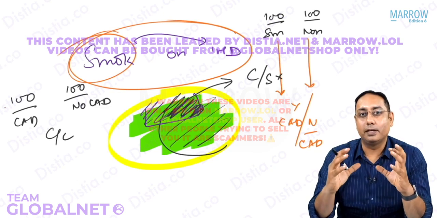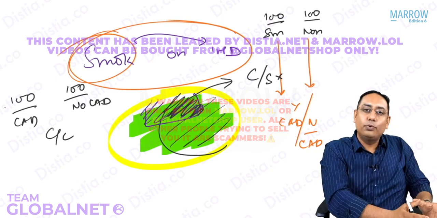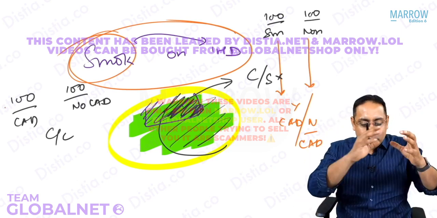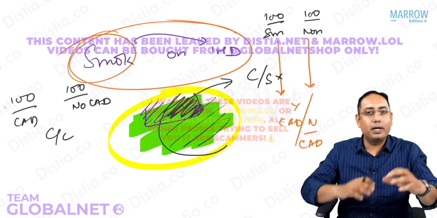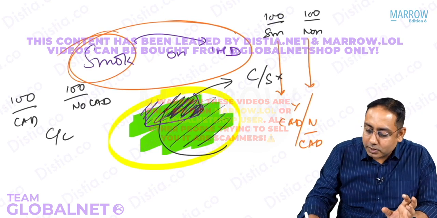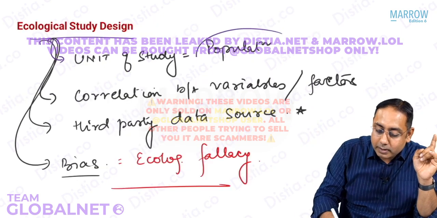This type of study, if I do it in Delhi, I can also compare it with Tokyo in Japan. I can compare it with California state in US. You can compare it with UK. You can compare it with anything. So technically you are comparing the population.